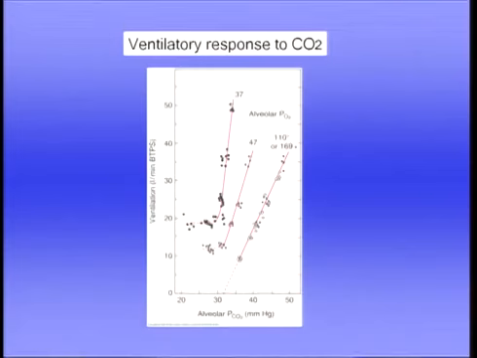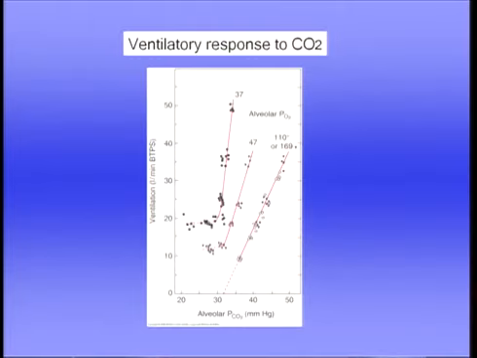Okay, now I've dealt with the main components of the respiratory control system. First of all, we looked at the central controller in some detail in the brain. We then looked at the effectors, the muscles of respiration, and we looked at the sensors, particularly the chemosensors, but other sensors as well. And now we're going to turn to the integrated responses, and here is the ventilatory response to carbon dioxide.